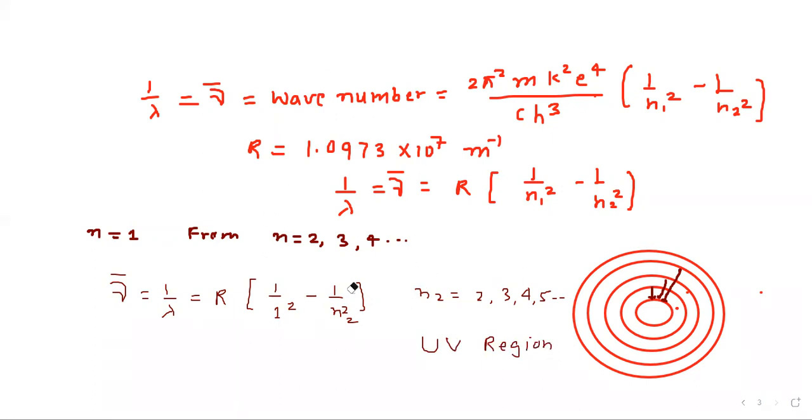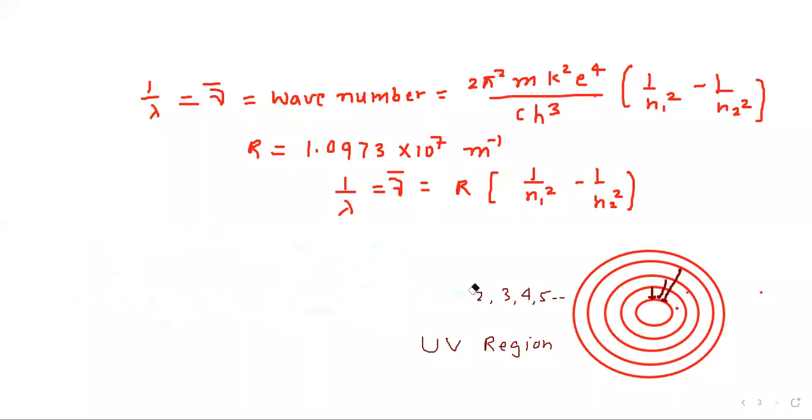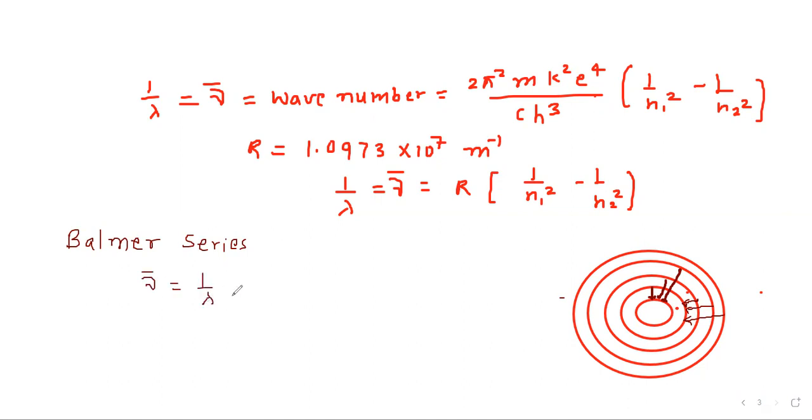Now consider the next one. Suppose the transition is occurring on n equal to 2, means the second level we consider. So here third to second, fourth to second, fifth to second. This series is called the Balmer series. So we write nu bar equal to 1 upon lambda equal to R times 1 upon 2 square minus 1 upon n2 square, where n2 will be equal to 3, 4, 5, etc. And this series lies in the visible region.